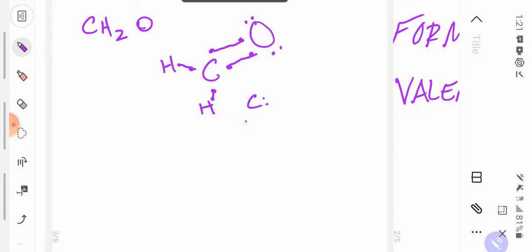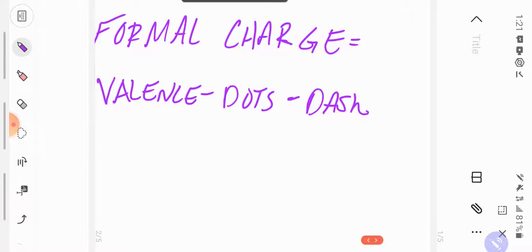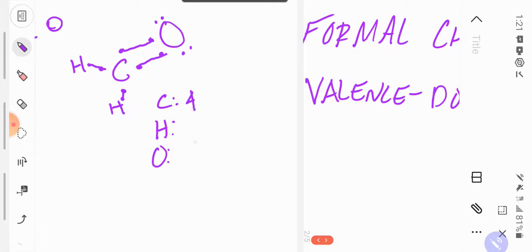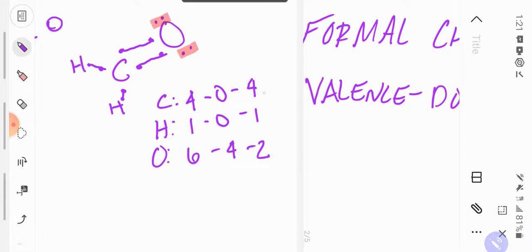So we're going to have to do this for carbon, for hydrogen, and for oxygen. We're going to do valence minus the dots, which are the lone pairs, minus the dashes, which are the bonds. So carbon's valence is 4, hydrogen is 1, oxygen is 6. Carbon has 0 dots, 0 lone pairs. Hydrogen has 0 dots and 0 lone pairs. And oxygen has 1, 2, 3, 4. So we're going to put a 4 right there because it has 4 dots around it. Carbon has 1, 2, 3, 4 lines attached to it. Hydrogen only has 1. And oxygen has 2.